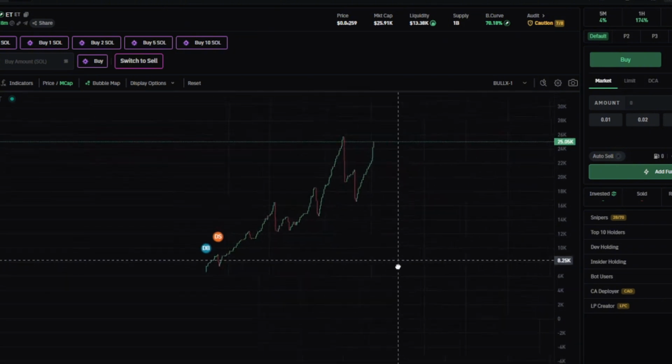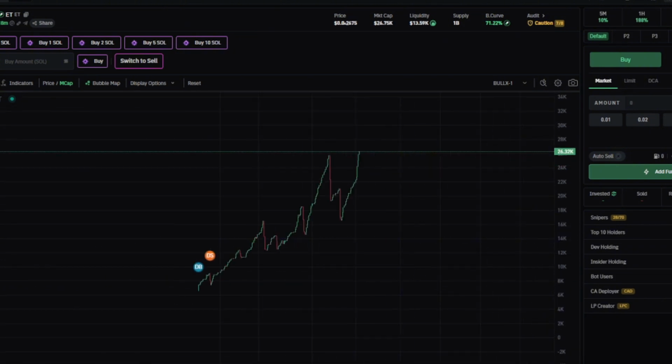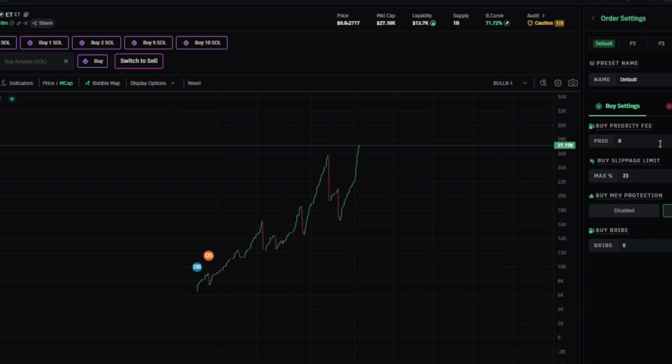Okay, so to see which settings you are using to trade with, open any coin, and here you'll be able to see your settings. You can click on it, here it says order settings, so these are the settings you are using to buy and sell your coins. Also the same settings apply when you press the quick buy button. So first let's talk about priority fee.